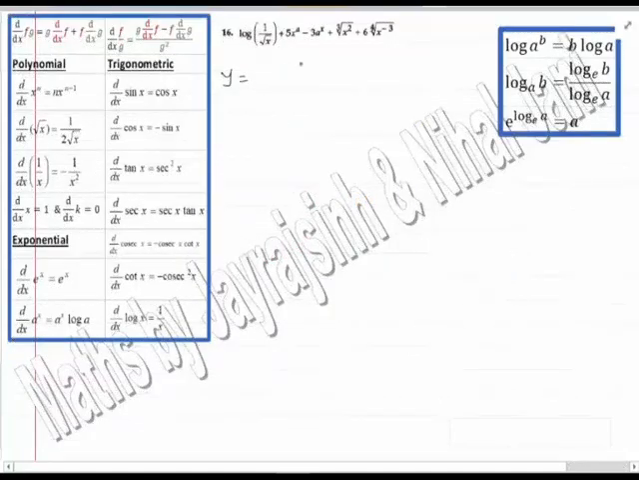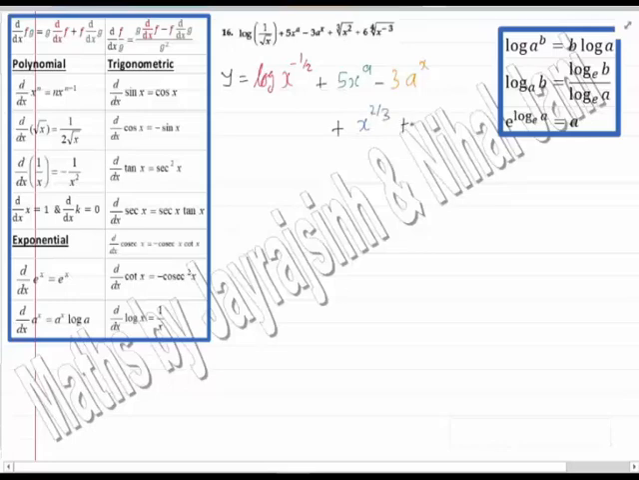Let's quickly move to question number 16, which is log 1 upon root x, or we can say x raised to minus 1 by 2, plus 5x raised to a minus 3a raised to x, plus cube root of x square, or we can say x raised to 2 by 3, plus 6 fourth root of x raised to minus 3, or we can say x raised to minus 3 by 4.